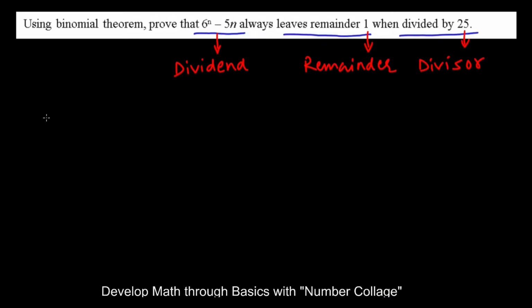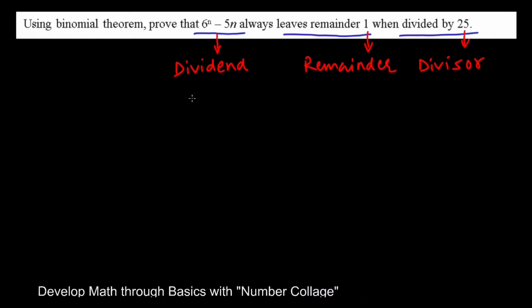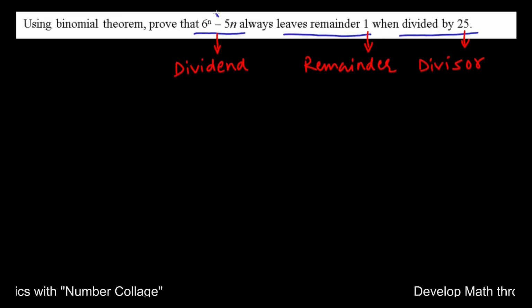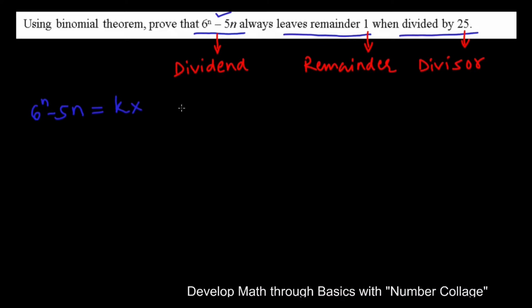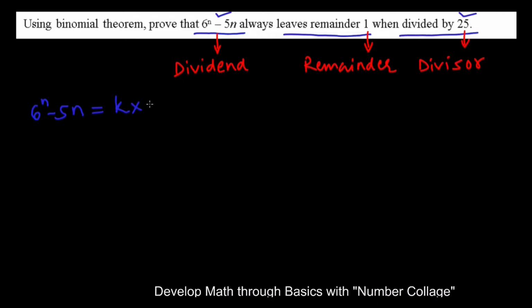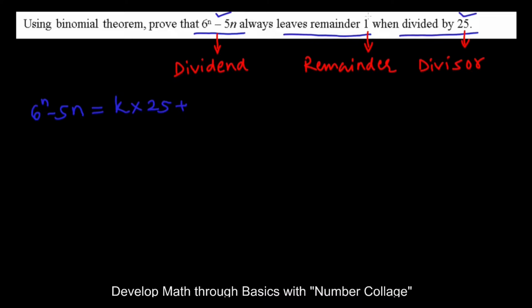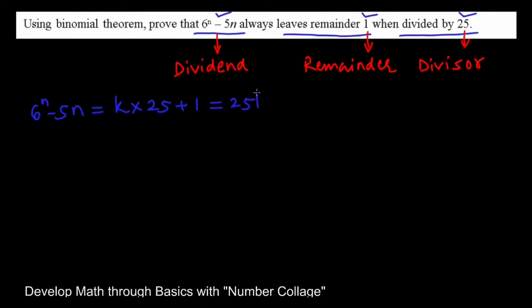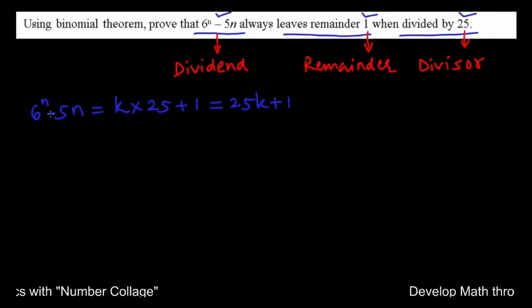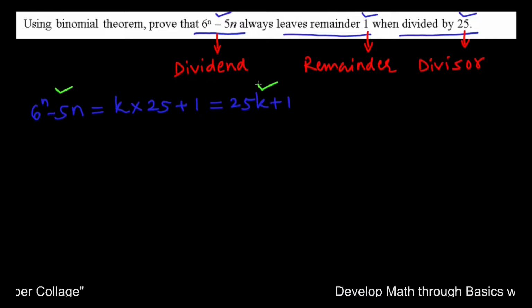Now, according to the division algorithm, we know that dividend, which is 6^n − 5n, equals the quotient, say k, multiplied by the divisor, which is 25, plus the remainder, which is 1, which we will write as 25k + 1. We have to prove 6^n − 5n equals 25k + 1.